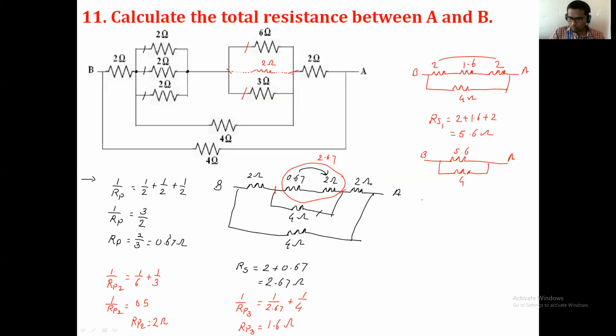So if I want to calculate the total resistance, I can write 1 upon R total is equal to 1 upon 5.6 plus 1 upon 4. So 1 upon R total is equal to 0.42. Is it R total or 1 upon R total? 1 upon R total, 0.42. And then R total is 2.38. All of you, please check the calculation. Up to this, it's no problem.